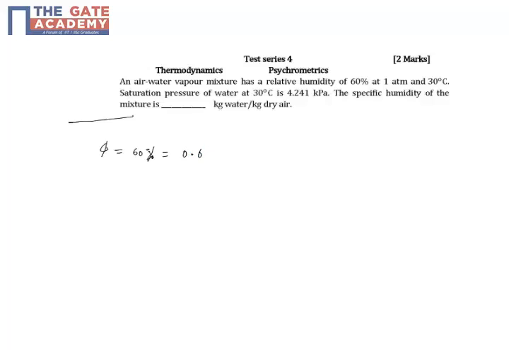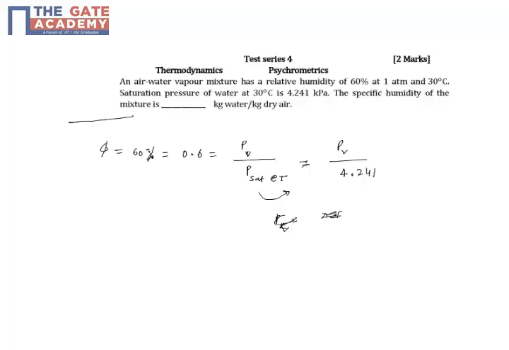Relative humidity at a point is the vapor pressure divided by the maximum vapor pressure that can occur at that temperature. The maximum vapor pressure which the air can hold at that temperature is Psat, which is obtained from tables. At 30 degrees, Psat is given as 4.241. So 4.241 times 0.6 comes out to be about 2.5.